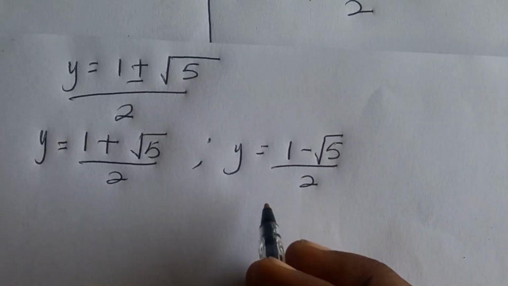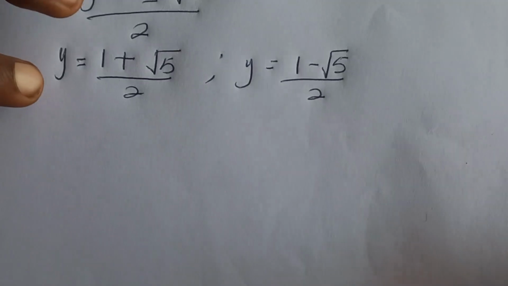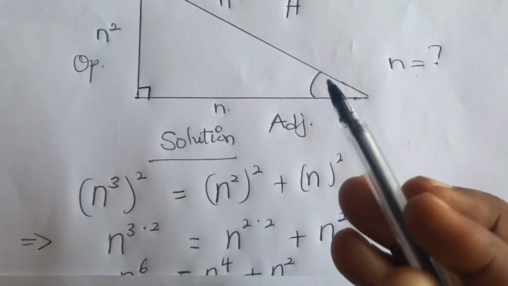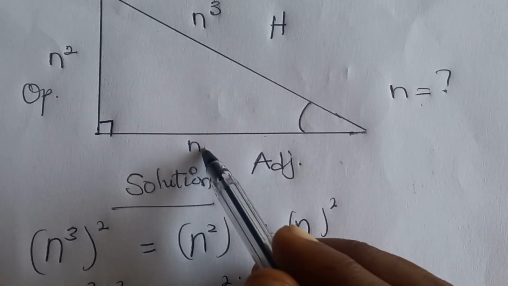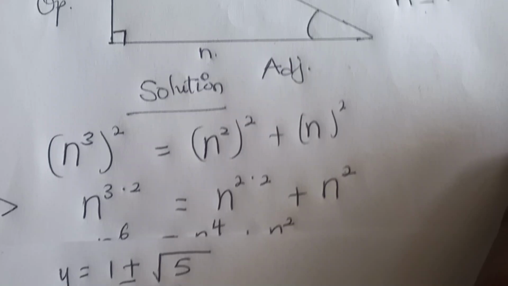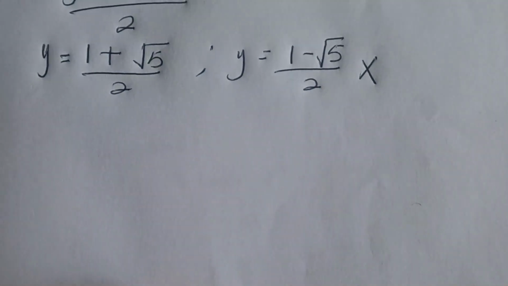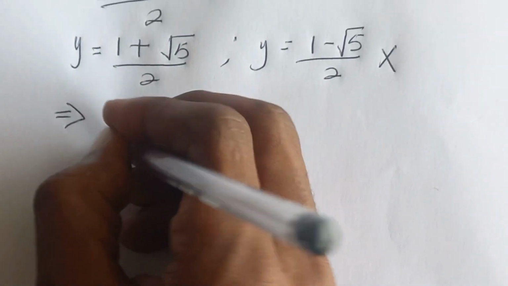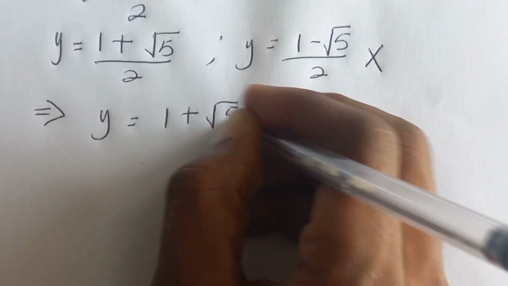Now, with this, we know that we are dealing with length. So we cannot let n be negative. So it means that n is positive since we are dealing with length. Okay, measurement here. So we reject this negative side and focus on the positive side. So we say that our y is equal to 1 plus root 5 on 2.